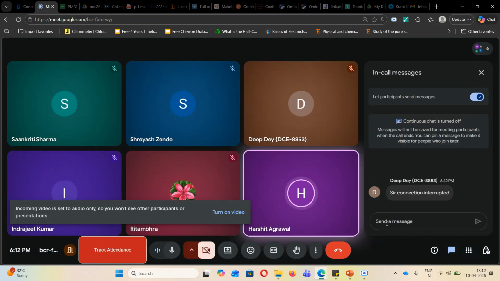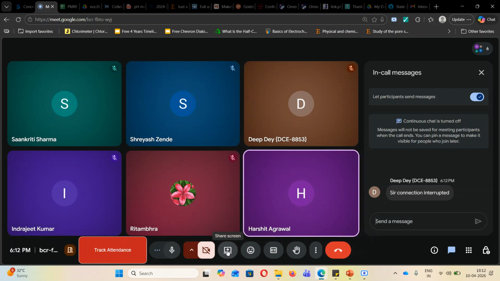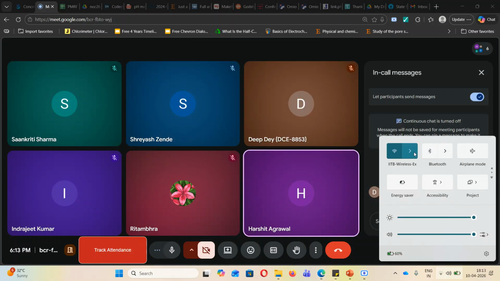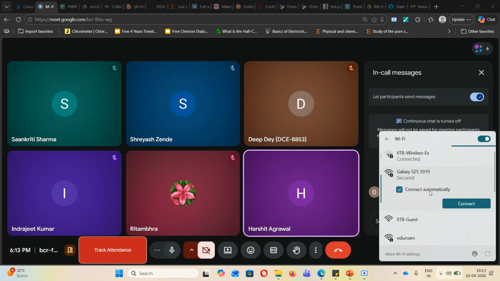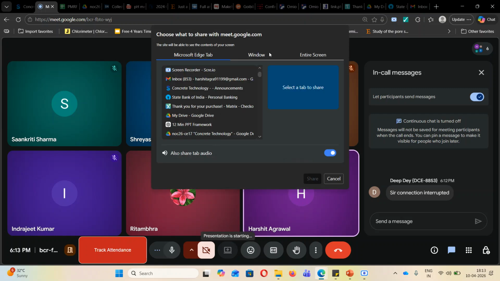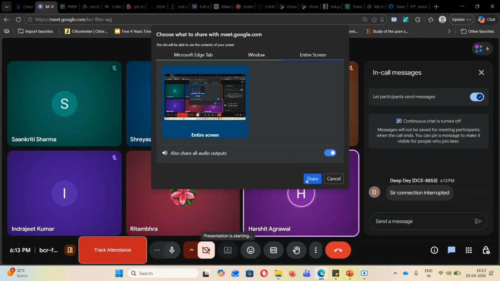Yes, I just saw the disconnection. I guess it interrupted just right now. I'll just change my connection setting so that it doesn't occur again. Just give me a second. Yes, now the connection will be stable.